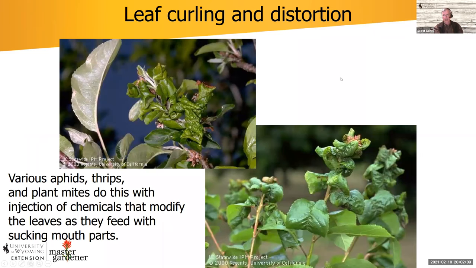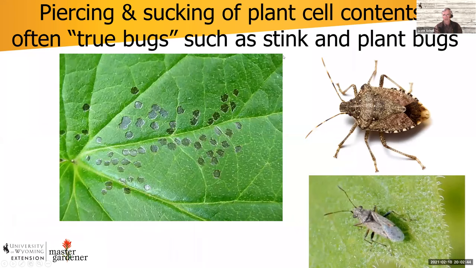Leaf curling is something that can be done by aphids or thrips or plant mites. They do this with an injection of chemicals that modify the leaves as they feed on them. It's really clever in a way: it creates a structure that physically protects them, and yet they can continue to feed on the inside of it. So it makes it very difficult to apply anything, whether it's insecticidal soap or anything that has to be physically applied to the pest to be effective. It's good protection.